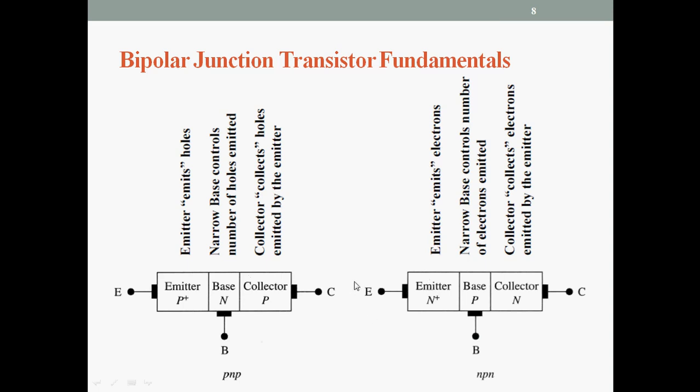This is for the PNP type. This is the NPN transistor. Here, the emitter emits electrons, the base controls the number of electrons emitted, and the collector collects the electrons which are emitted by the emitter.